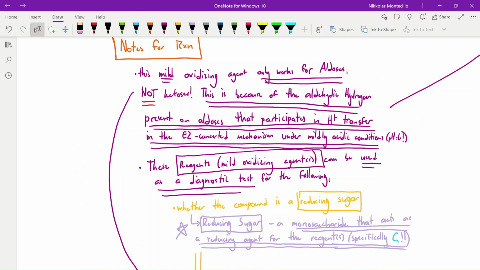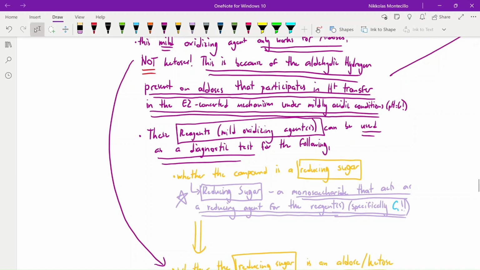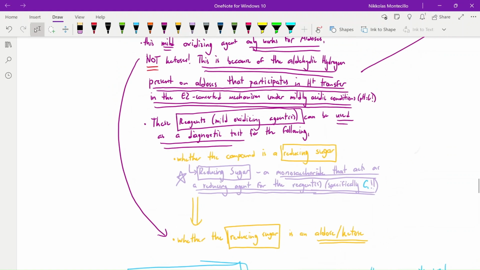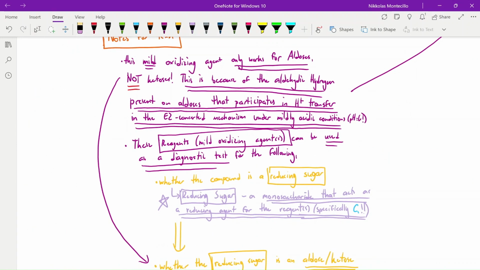And these reagents, or mild oxidizing agents, can be used as a diagnostic test. So we can determine from this test whether the compound is a reducing sugar. And from here on out, let's understand that a reducing sugar is just a monosaccharide that acts as a reducing agent for the reagents, and more specifically for carbon 1. Okay. And we're trying to determine whether the reducing sugar is an aldose or a ketose. And that's based on this fact right here. It all depends on the presence of the aldehydic hydrogen. Alright.